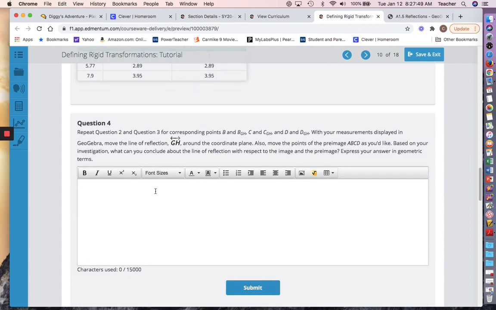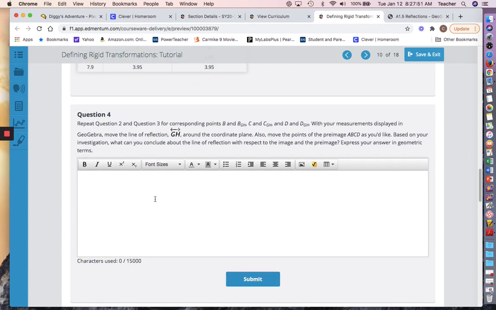Okay, so question 4. Repeat question 2 and question 3 for corresponding points B and C, because we're doing all of them. Okay. All right. With your measurement displayed in GeoGebra, move the line of reflection around the coordinate plane. Also move the points of the pre-image if you like. Based on your investigation, what can you conclude about the line of reflection with respect to the image and the pre-image? Okay, so basically, the distance is always the same. The angle will always be 90.